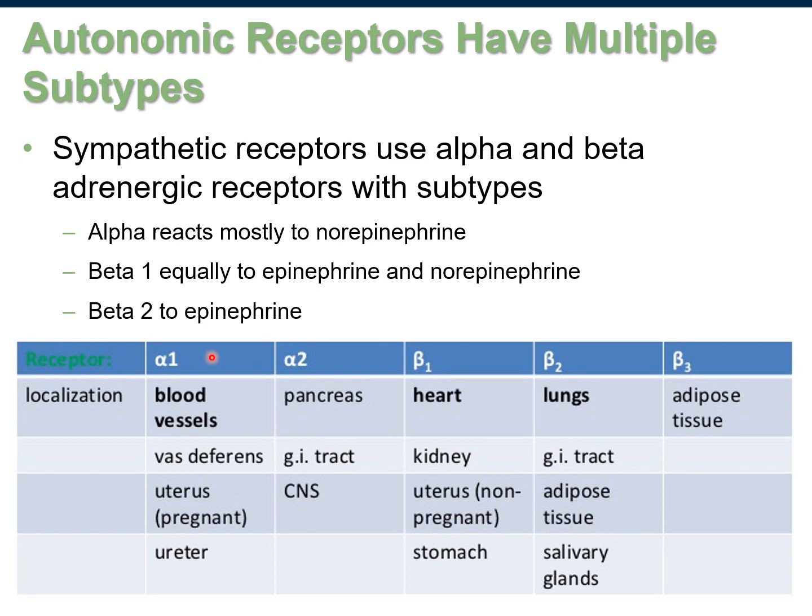I'm not going to test you on tissue distribution and isoform at this point, but certainly the muscarinic and the nicotinic and adrenergic receptors are fair game for exam purposes in this class.